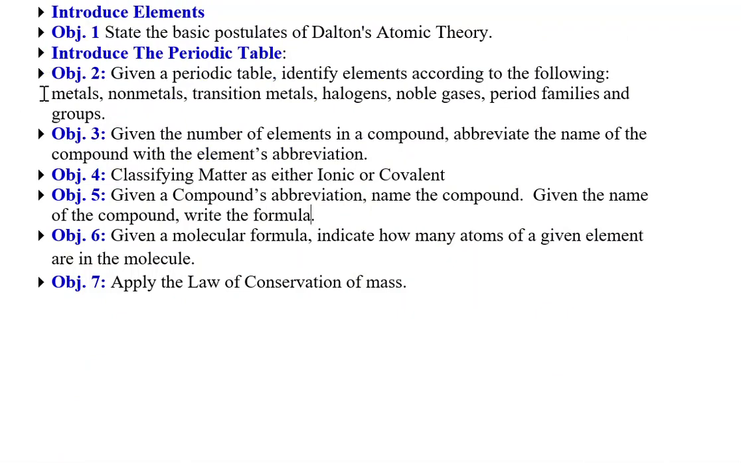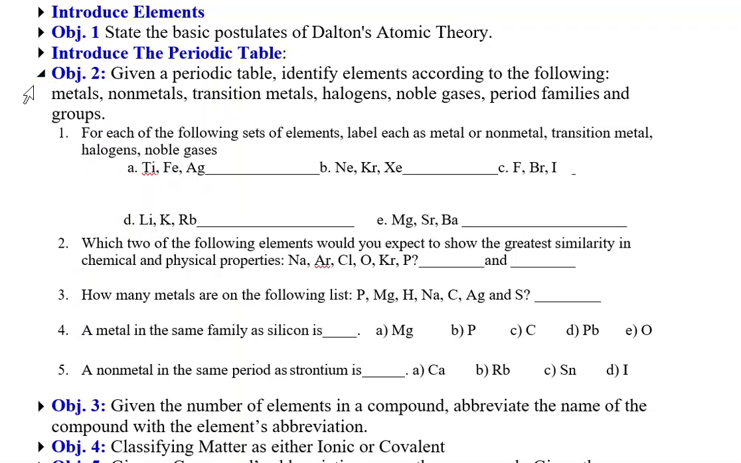Our next objective is that if I give you a periodic table, I would like for you to be able to identify the elements according to whether they are metals, nonmetals, transition metals, halogens, noble gases, and then whatever period or family groups that we might be dealing with. So let's have a quick look at some of the practice problems for that. For each of the following sets of elements, label each as a metal or a nonmetal, a transition metal, a halogen, or a noble gas.